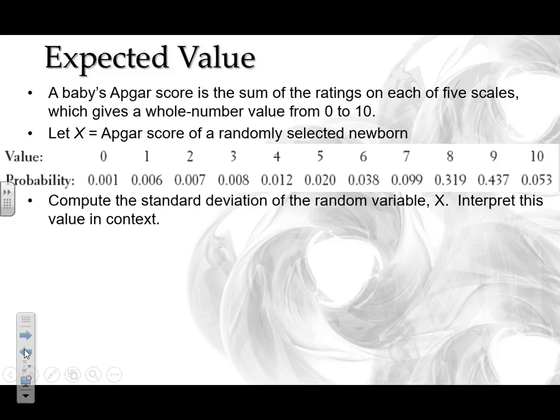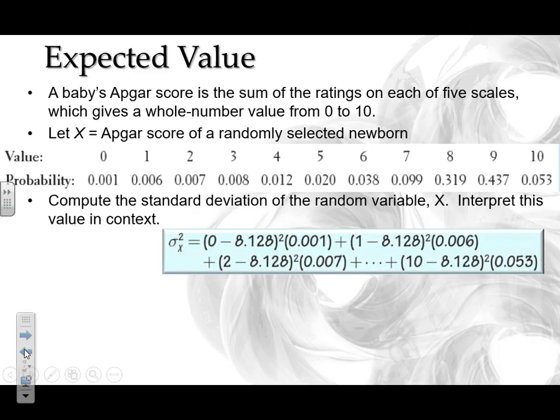Now, variance in this case would take a little bit of time. On a problem like this where we have 10 different values to account for, it will take a little bit of time, but the process is the same all the way throughout. Value minus mean, so 0 minus 8.128, square that, times the probability. Plus 1 minus 8.128, square that result, times 0.006, and then we continue on throughout the entire process. In this case, we get a variance of 2.066.